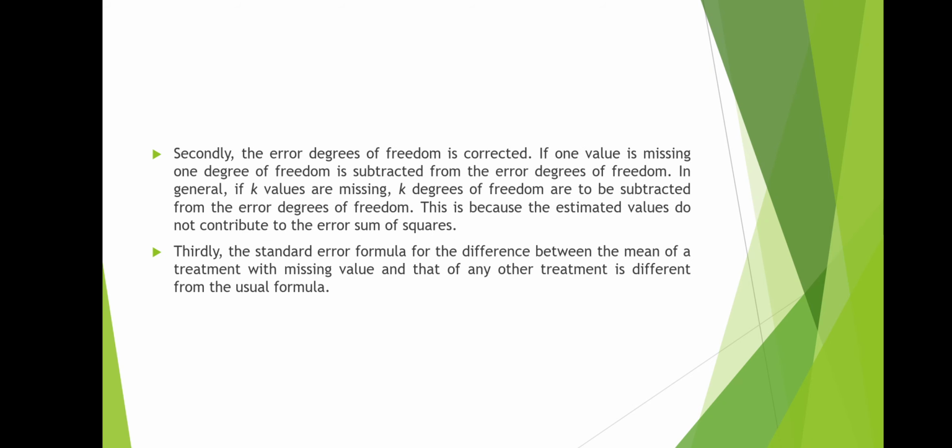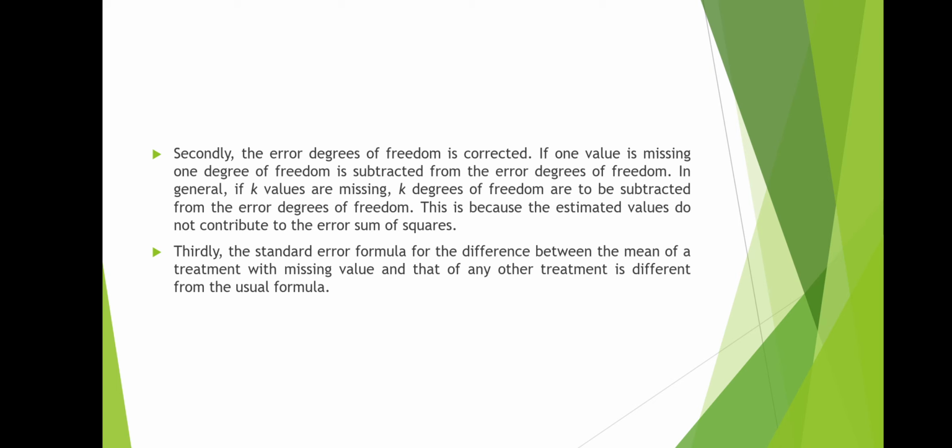Secondly, the error degrees of freedom is corrected. If one value is missing, 1 degree of freedom is subtracted from the error degrees of freedom. In general, if small k values are missing, k degrees of freedom are to be subtracted from the error degrees of freedom. This is because the estimated values do not contribute to the error sums of square.